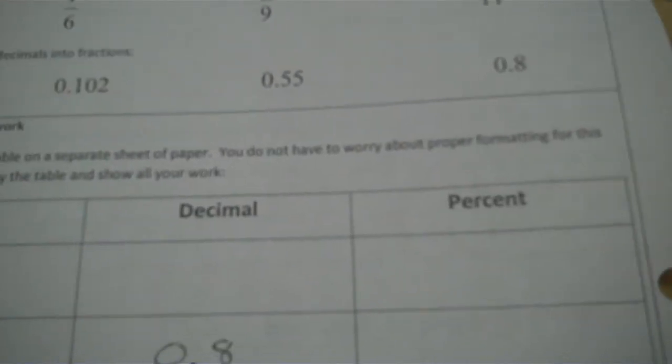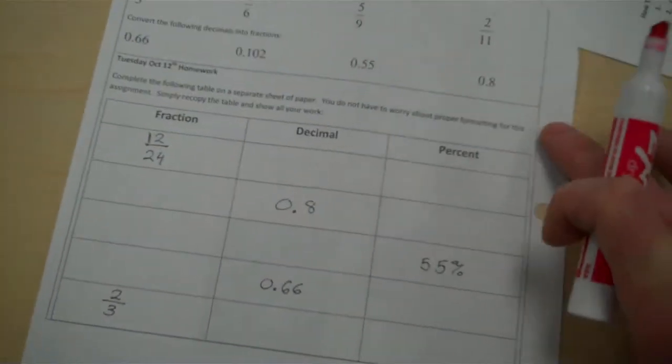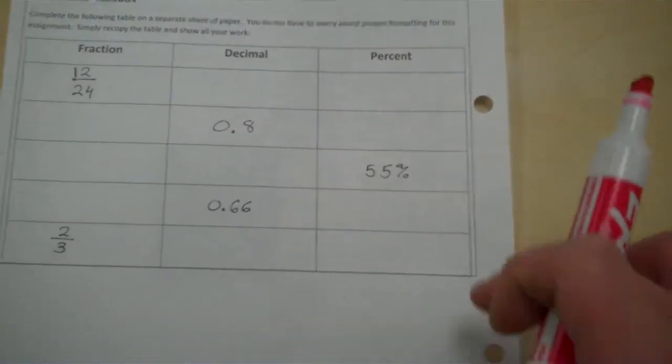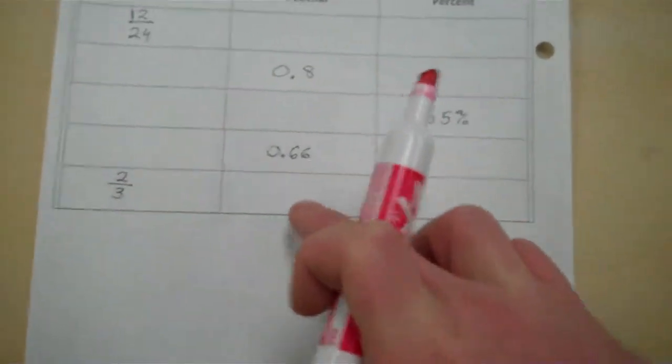Take a look at what the directions say. It says, complete the following table on a separate sheet of paper. You do not have to worry about proper formatting for this assignment. Simply recopy the table and show all your work. That's because I just want to see this table. I don't care about having the right answers in those little boxes on the right hand side, because you're going to recopy this table. You're going to have all the right answers in these little boxes right here.